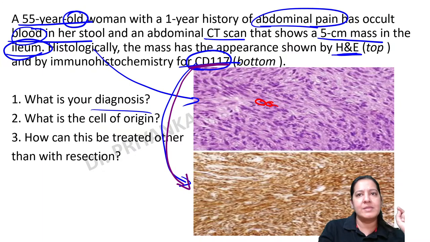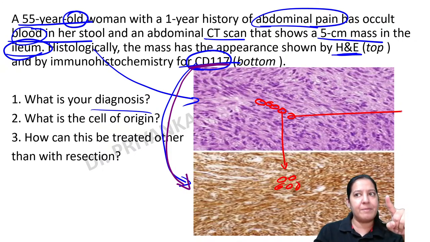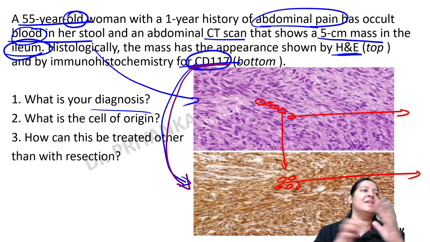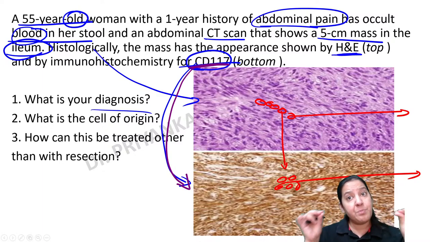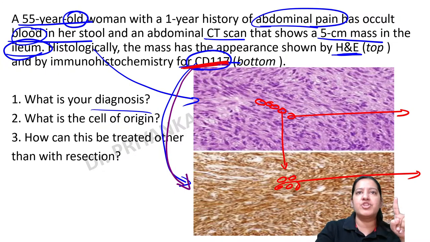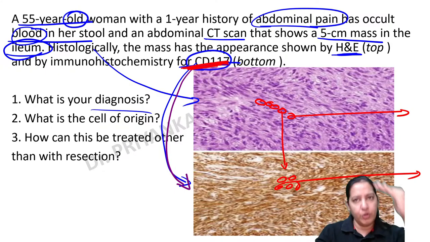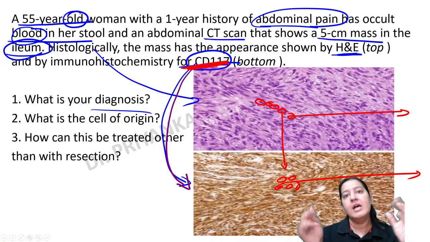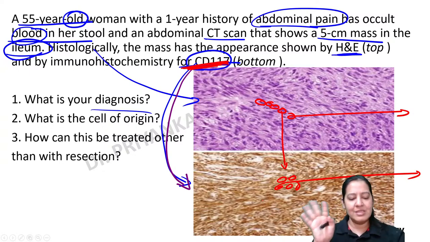All the tumor cells, these all are tumor cells here in H&E, all of them are picking up CD117. That's why all of them become brown. So whatever tumor cells were present in H&E, they become brown on taking CD117. That's why the tumor is positive for CD117. It is shown in the image. The examiner has not written in the question whether it is positive or negative for CD117. You yourself see the image and interpret it. So this is the interpretation. Now the answer is straightforward: GIST.